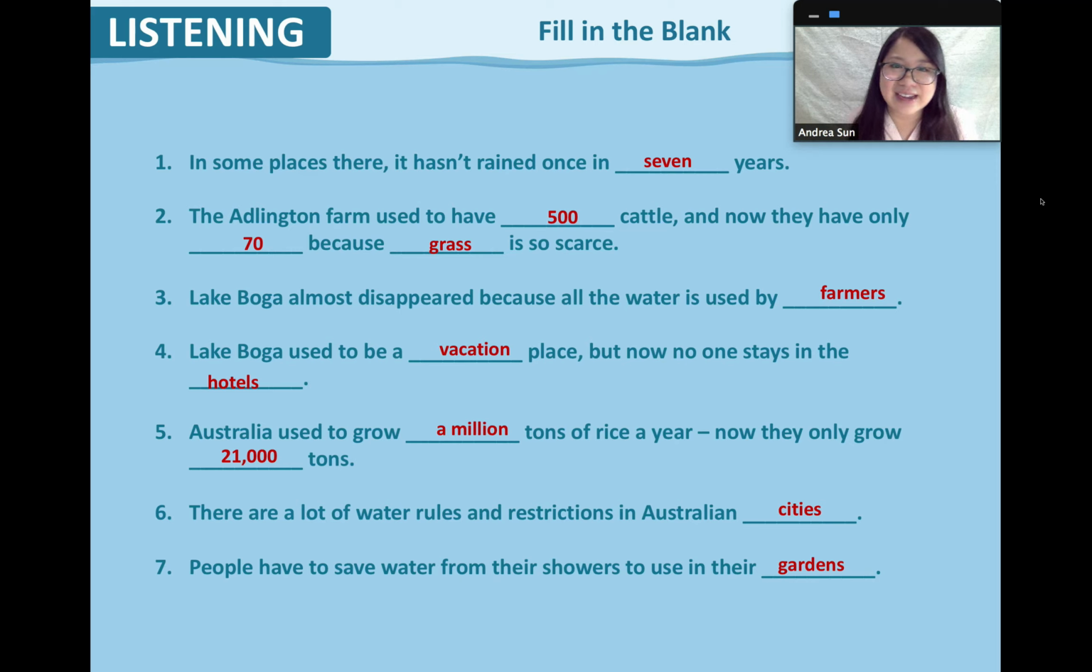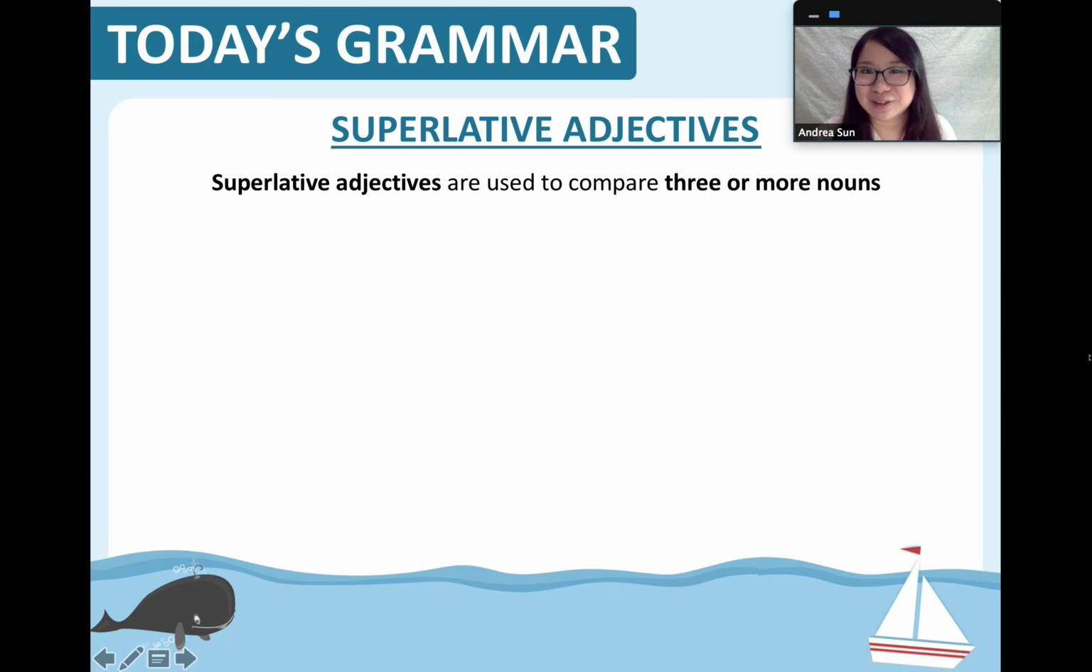Can you think of any other countries in the world that might have this problem? There are many places, like in America, in California or Las Vegas, or in other desert countries in Africa, like in Dubai and Qatar. Now let's look at today's grammar.